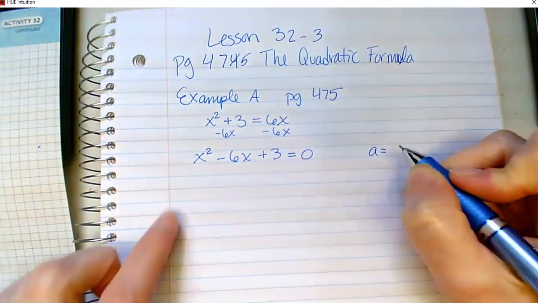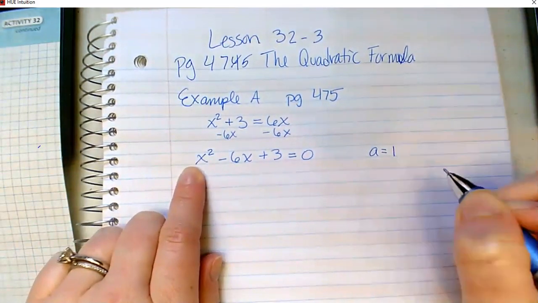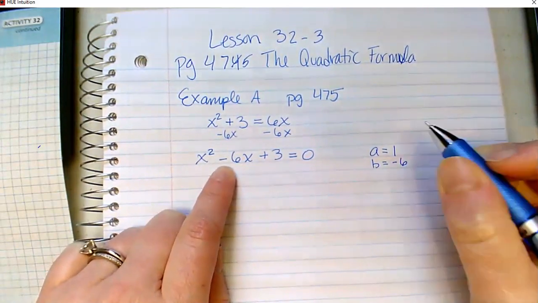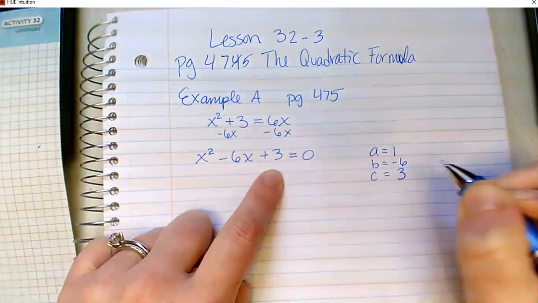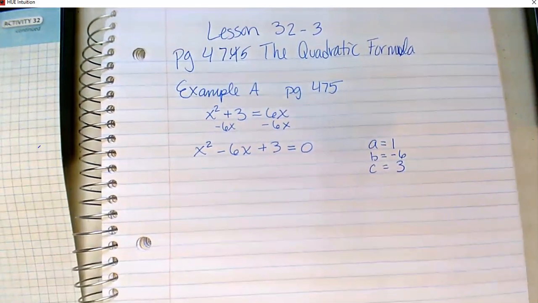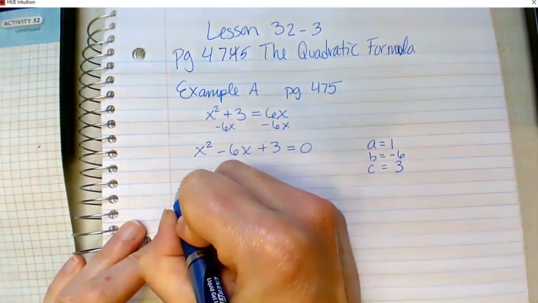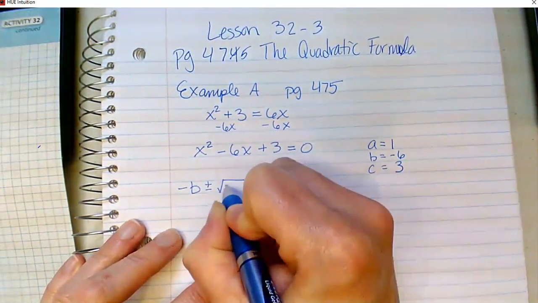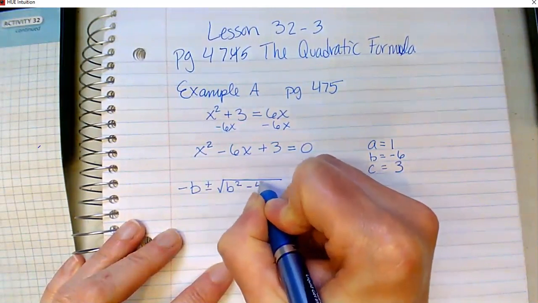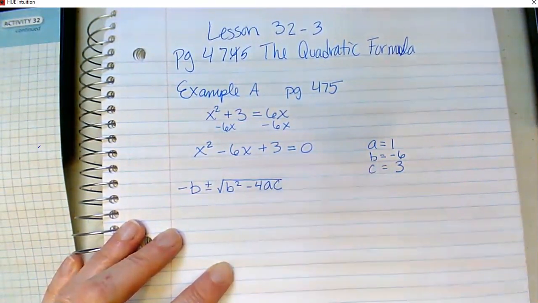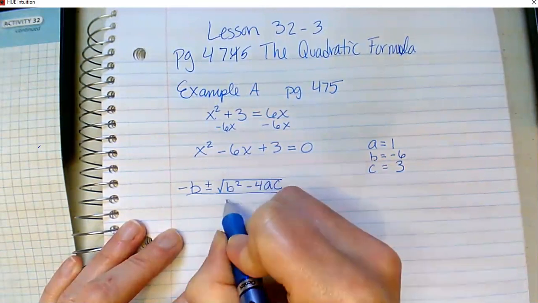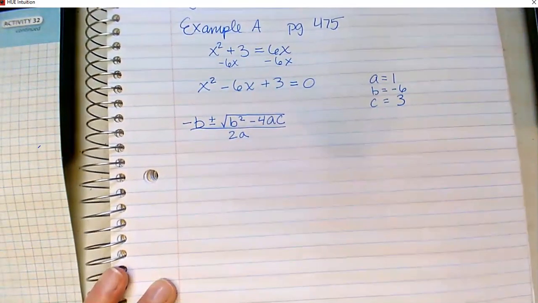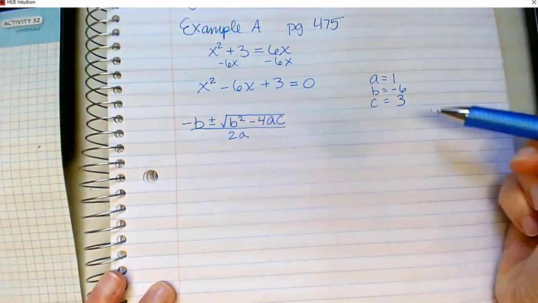So a, my coefficient of x squared, is 1. B is -6. And c is 3. I'm going to write down the formula next. That formula is -b plus or minus the square root of b squared minus 4 times a times c, divided by 2a. Okay? The next thing I'm going to do is use these values and plug them into the formula.